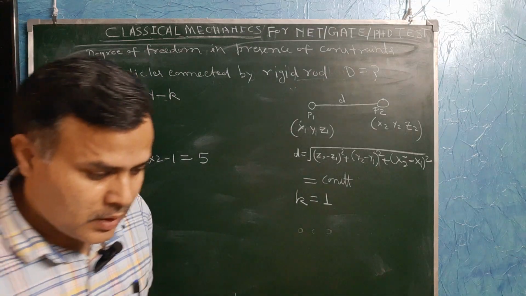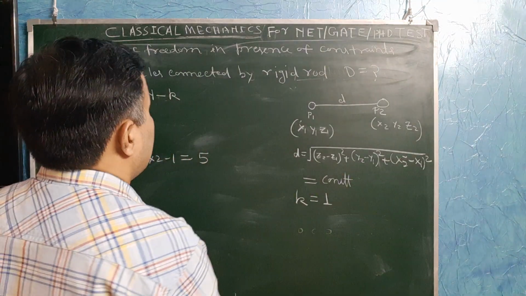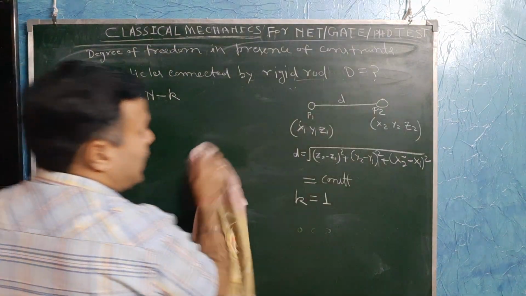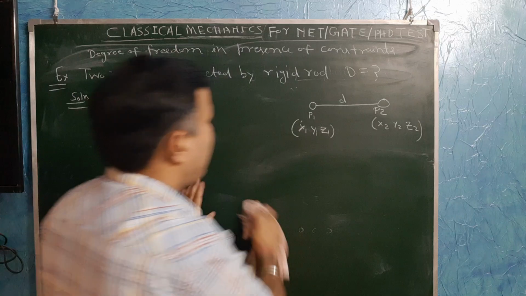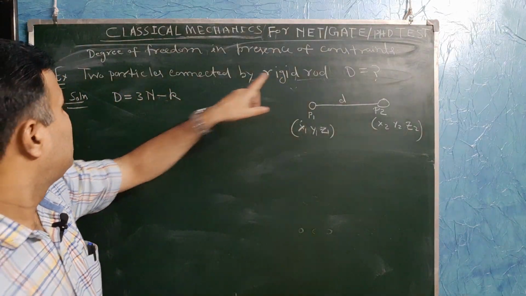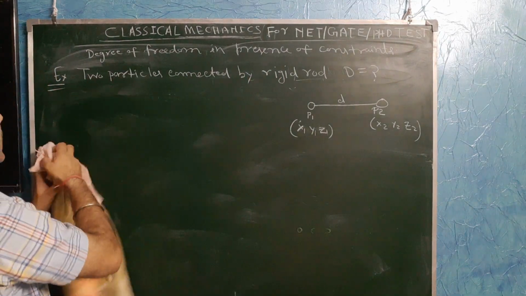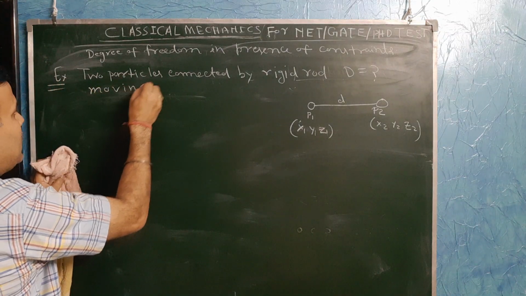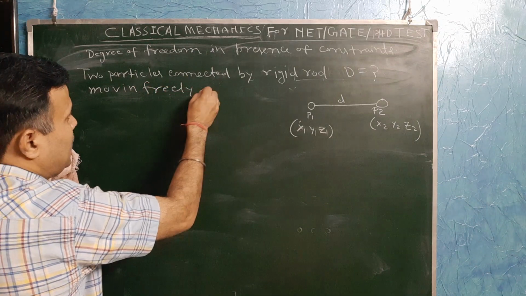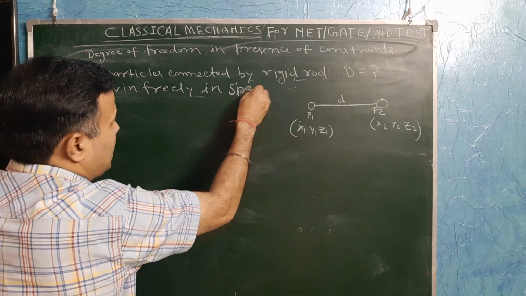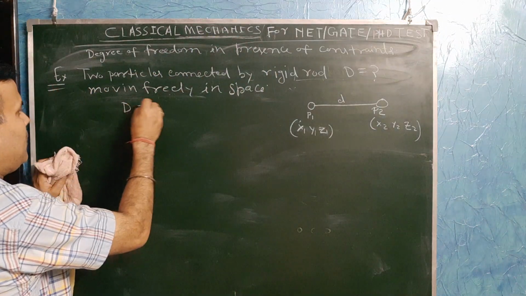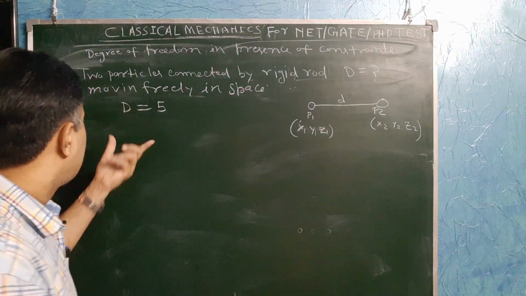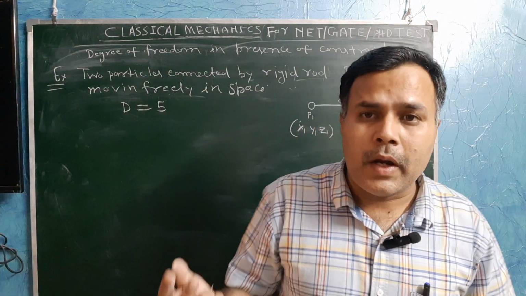Now in the same example, if these are two particles connected by a rigid rod moving freely in space, then its degree of freedom is simply 5. We have already evaluated that.